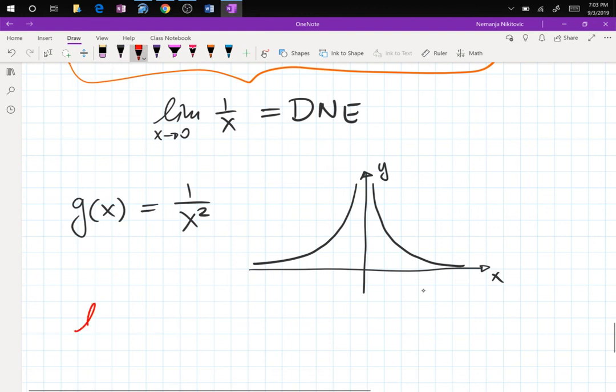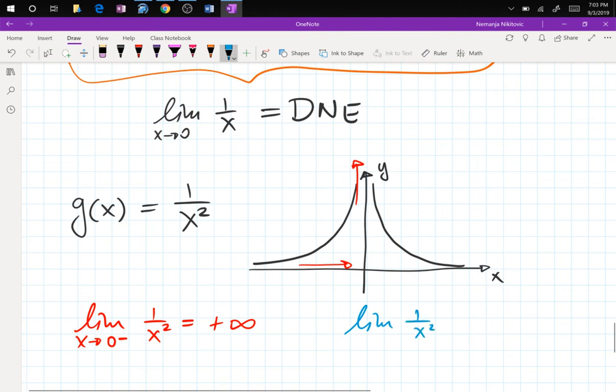All right, Juliet, what's up? As x approaches 0 minus, 1 over x squared is what? As she approaches 0, where does the y value go? Positive infinity, plus infinity. Romeo, 1 over x squared as x approaches 0 plus from the right side. Where is he going? Positive infinity.